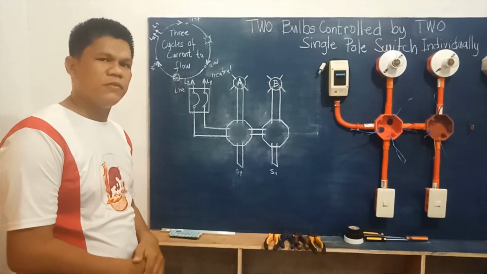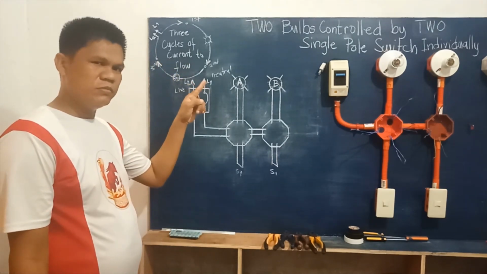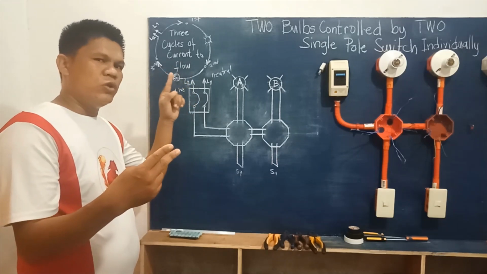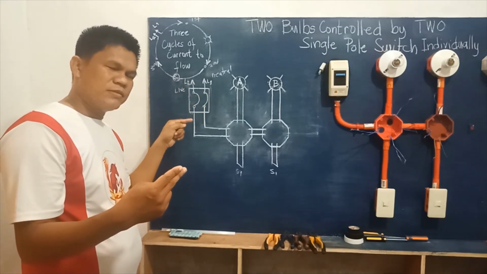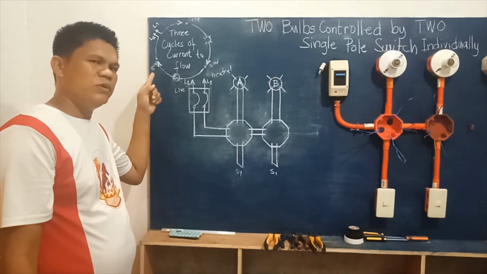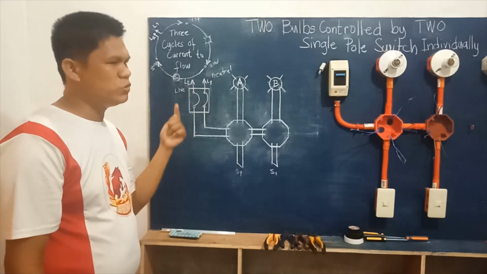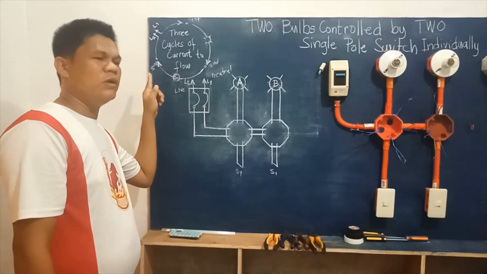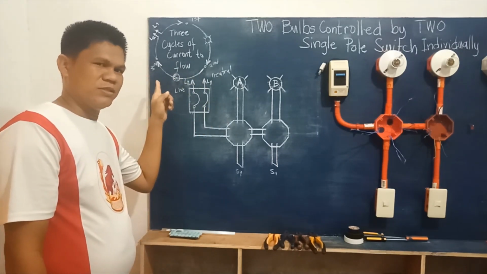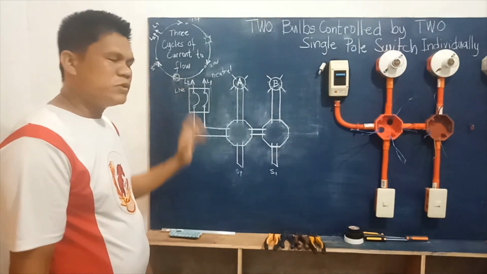So, the current to flow: first cycle, we have from source to load. Second, load to control device. Third, we have from control device to the source line. Okay, so source to load, load to switch, switch to source. All right, so that is our three cycles of current flow.